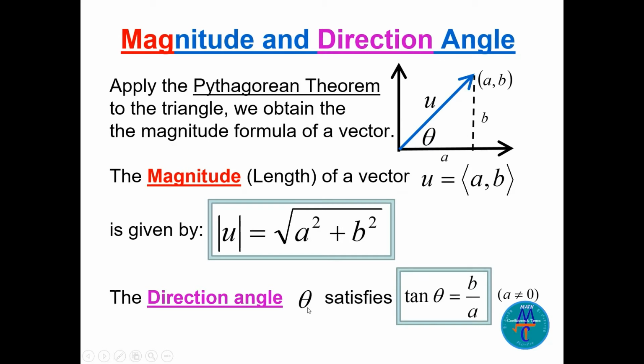Now the direction angle, you can take tan theta equals b over a. We have a and we have b. We divide b over a, then we can find the direction angle theta.